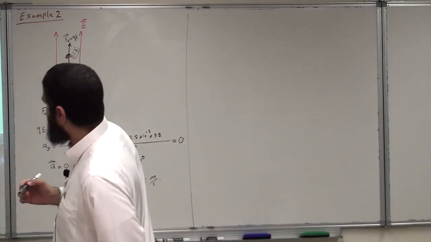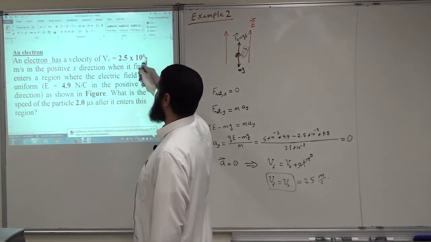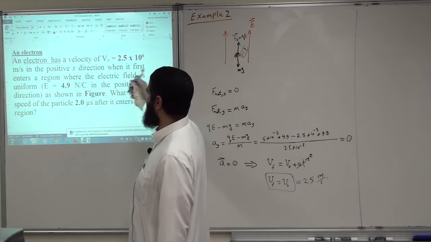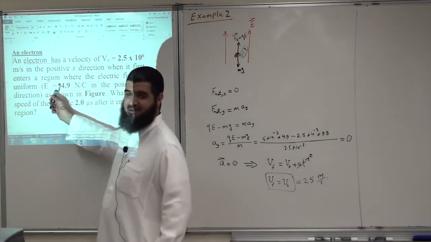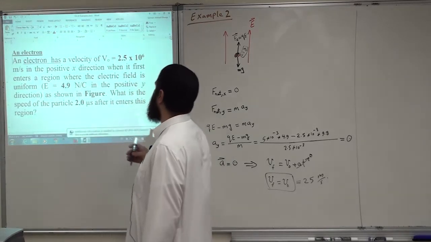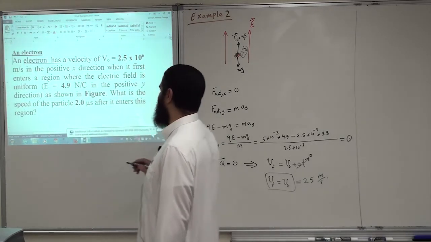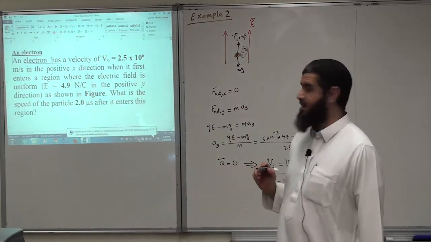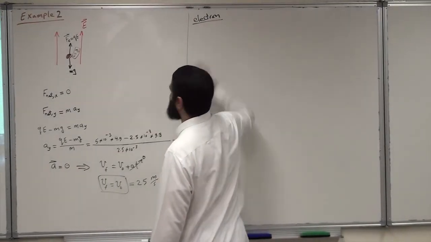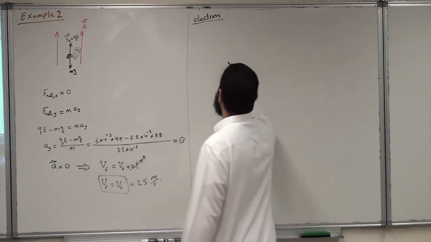And let us see the problem now. You have an electron with a velocity 2.5 times 10 to the power 6 meter per second, moving in the positive x direction. When it first enters a region where the electric field, the same electric field as in the previous problem, is in the positive y direction as shown in that figure, what is the speed of the particle 2 microseconds after it enters this region? So, for the electron, I am still in example number 2, but a modified version of it. We made a slight modification.